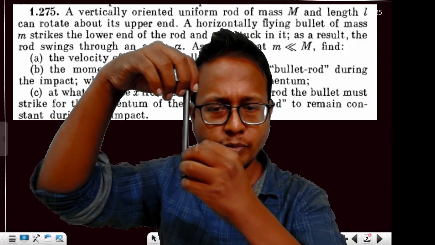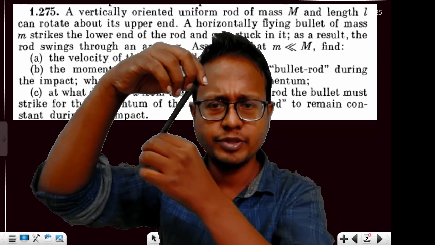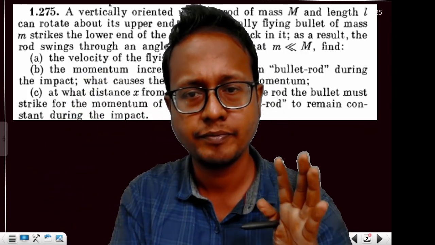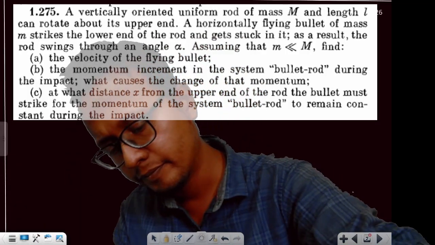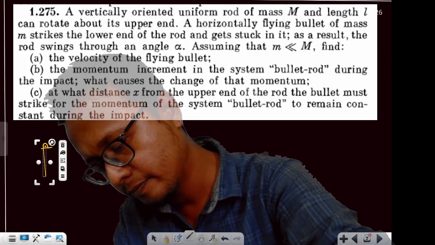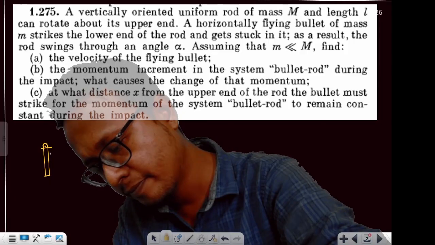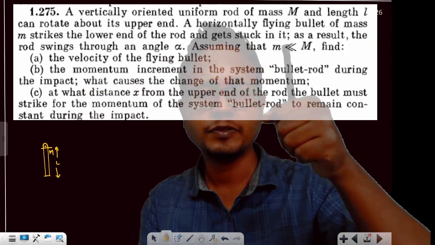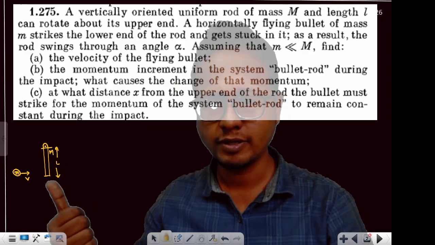We apply conservation of momentum before and after collision, and after that we apply the work energy theorem from this point to this point. So simply we'll do the same thing here. Suppose there is a rod. This is the hinge, and this is the rod of mass M and length L. Here we assume that a small ball of mass m is moving with velocity V and is colliding with this rod.